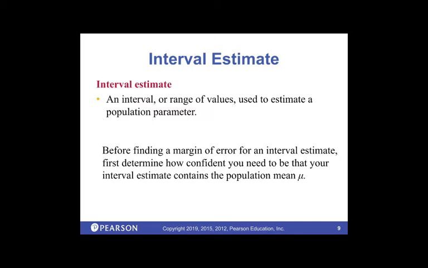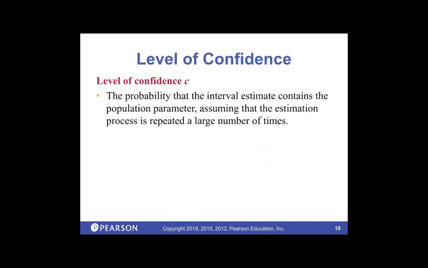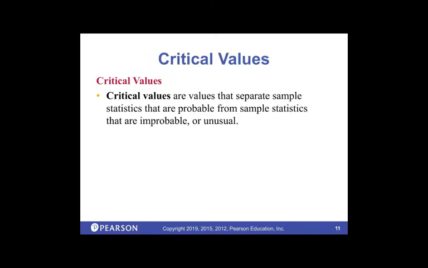Again, we have this population, and we're going to take several samples. When we find the average of a sample, there's a confidence level that the actual population average will be in a certain amount of our intervals. I think that's the gist of it. Let's keep going. So a level of confidence is the probability that the interval estimate contains the population parameter, assuming that the estimation process is repeated a large number of times. Okay, so that was the level of confidence.